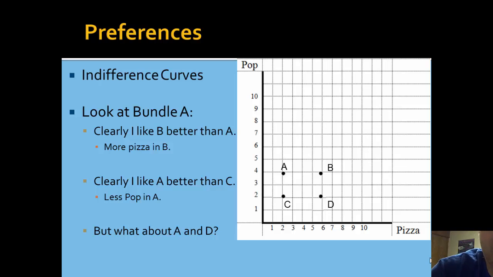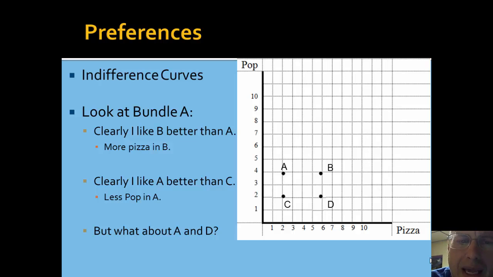Now, how do we construct an indifference curve? We've got an example here where we begin by considering four different bundles, and we'll start with looking at bundle A, and we can say that clearly we like B better than A. By our assumption that more is preferred to less, B has more pizza than A, and therefore we like it better than A. It's got more pizza and the same amount of pop, so more of one good without giving up anything means that B must be preferred to A.